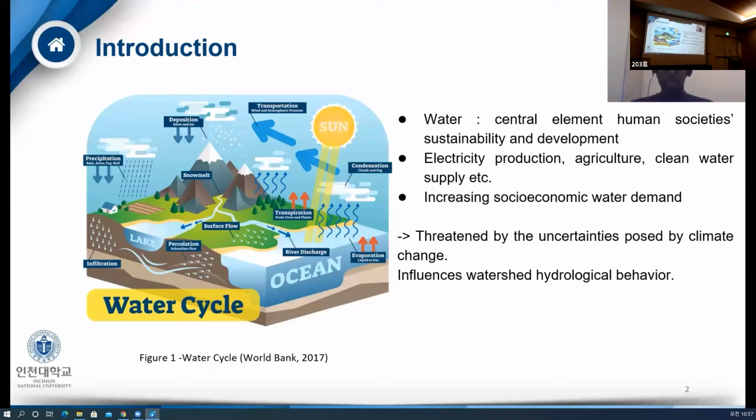As you might know, water is an essential element in human society, sustainability and development. Indeed, it's directly linked with electricity production, agriculture and clean water supply. And there's going to be an increase in socioeconomic water demand. All of this equilibrium is threatened by the uncertainties caused by climate change.